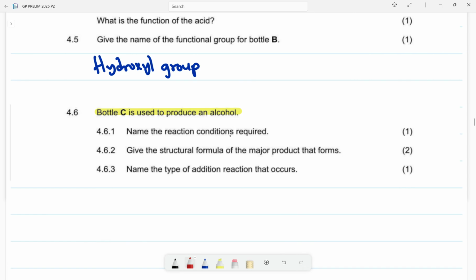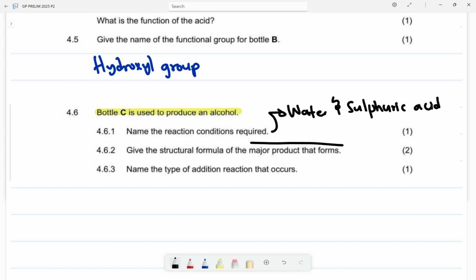Okay. Name the reaction condition required. The reaction condition required, you need water. You need water, because you're going to hydrate. You need water and, what is this? Water and sulfuric acid basically. You can check my video where I uploaded the reaction conditions for each reaction. Then, give the structural formula of the major product.